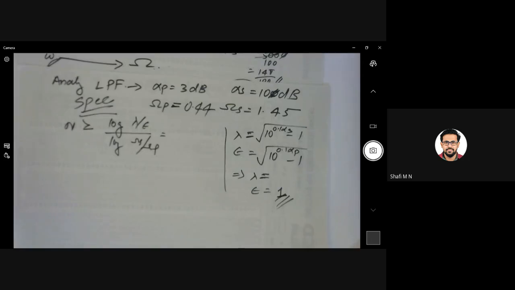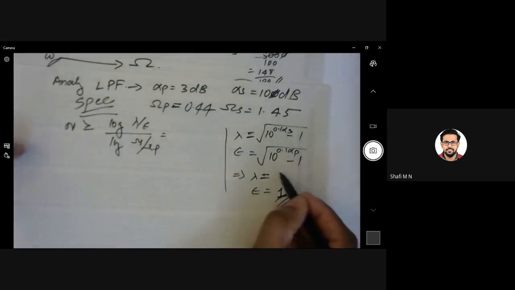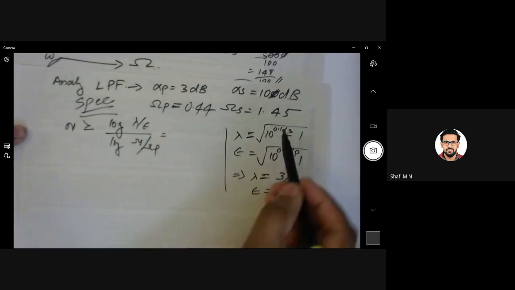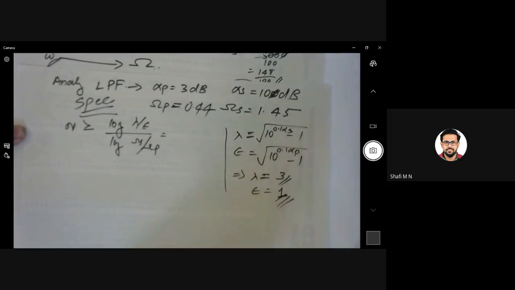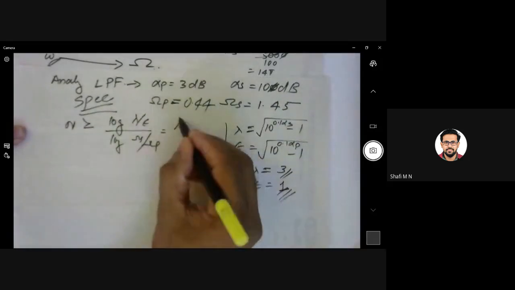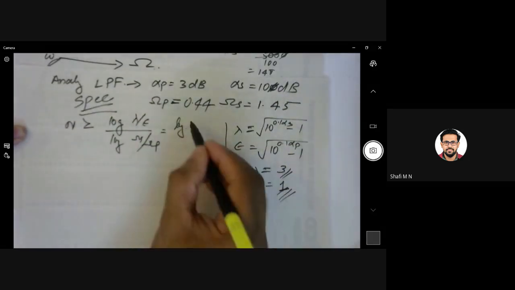10 raised to 0.1 into 10 minus 1 will be 3. 10 raised to 0.1 into 10, so that will be 1. 10 raised to 1 is 10, 10 minus 1 is 9, square root of 9 is 3. So this will be log, substitute the values, 3 by 1.